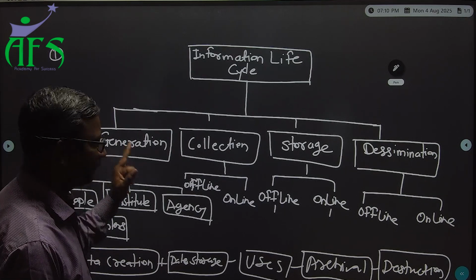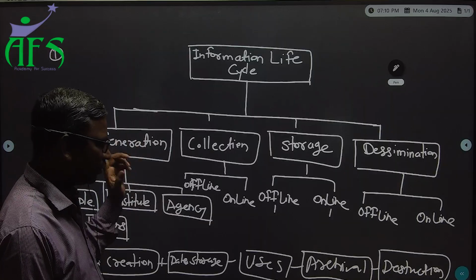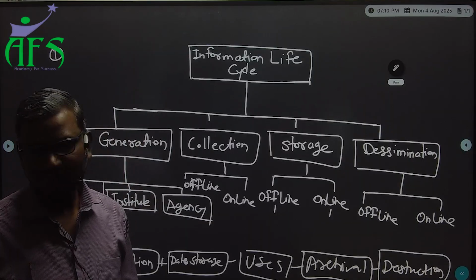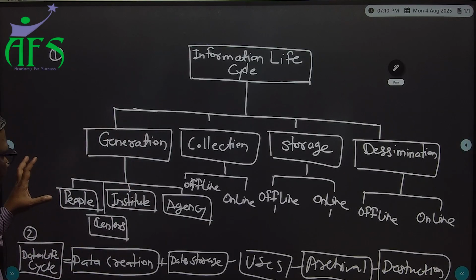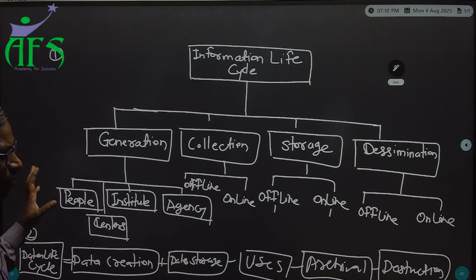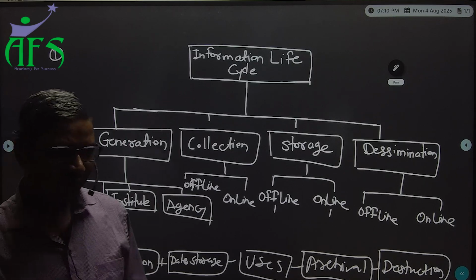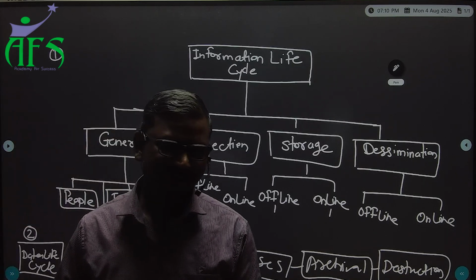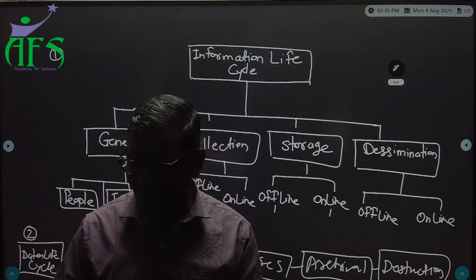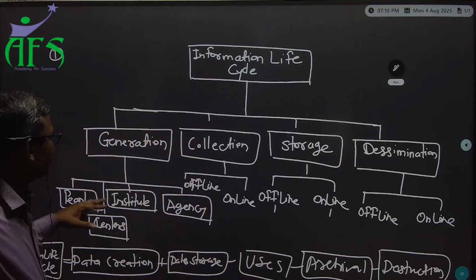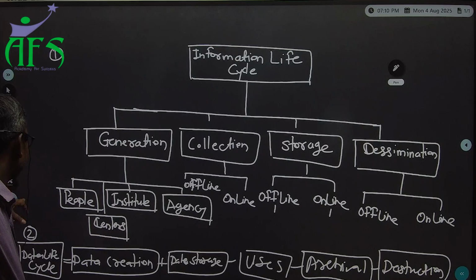So if you try to draw this flow chart, then you will understand the whole process of the data life cycle and the information life cycle, and you can compare both to each other.